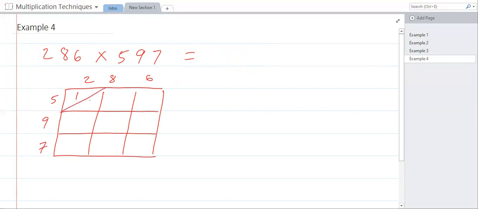2 times 5 is 10. 5 times 8 is 40. 5 times 6 is 30. Create these lines. 9 times 2 is 18. Then 9 times 8 is 72. Create another diagonal line. 6 times 9 is 54.